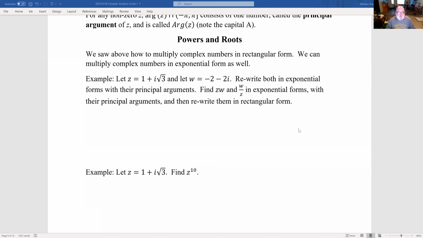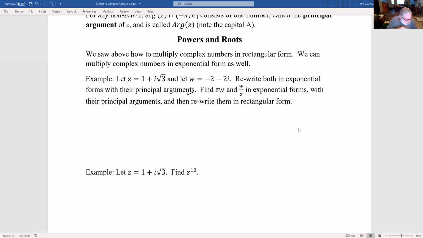Okay, powers and roots. So we've seen how to multiply complex numbers in rectangular form. We've multiplied complex numbers in exponential form as well. So z is 1 plus i root 3, w is minus 2i. Rewrite both in exponential forms with their principal arguments.